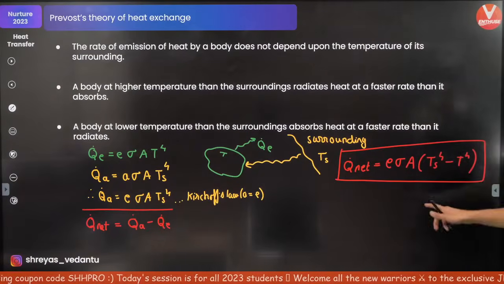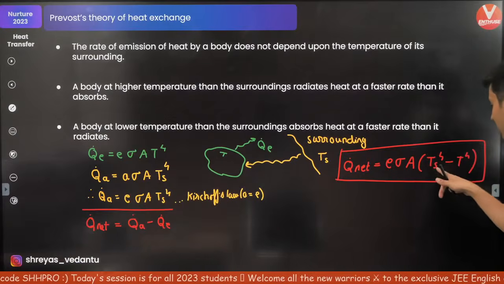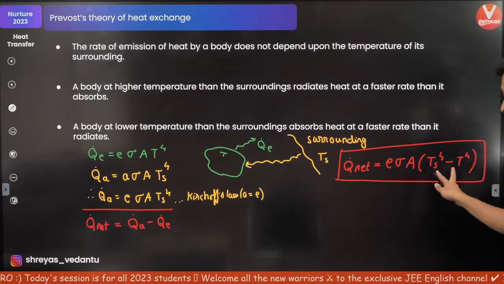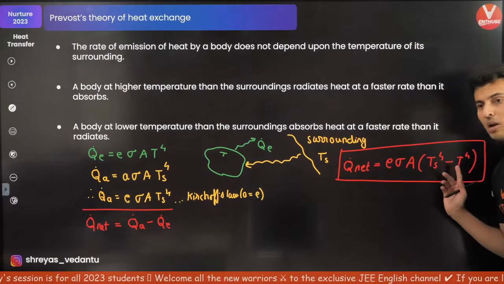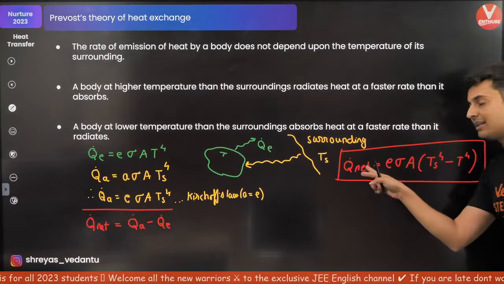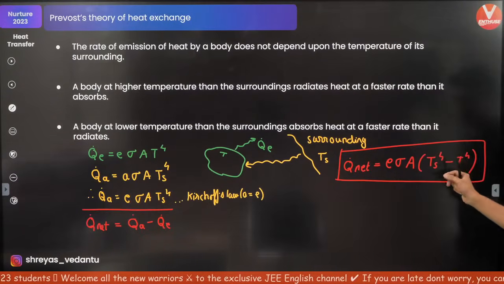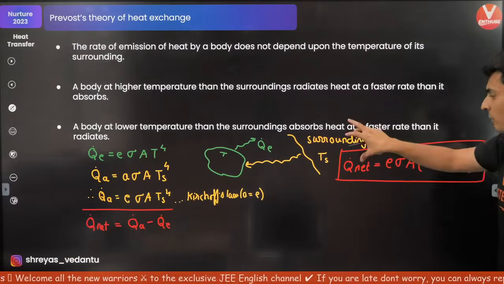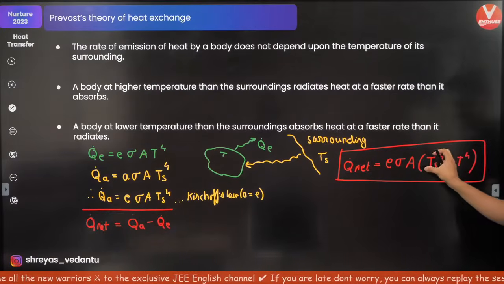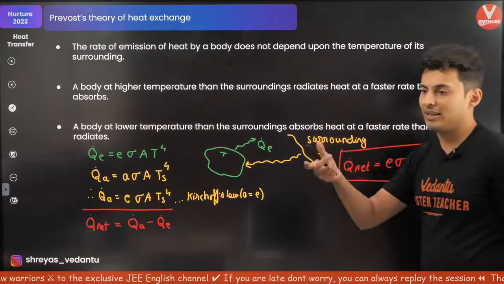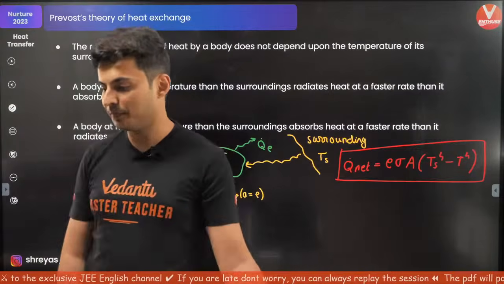Clear? Okay, so this is the net heat. And do you see over here, if Ts is equal to T, what will happen? This bracket term will become 0. No net heat transfer. Net heat transfer will stop. If the surrounding temperature is more, then the body will absorb heat. If the surrounding temperature is less, the body will emit more heat. I hope this is understood.